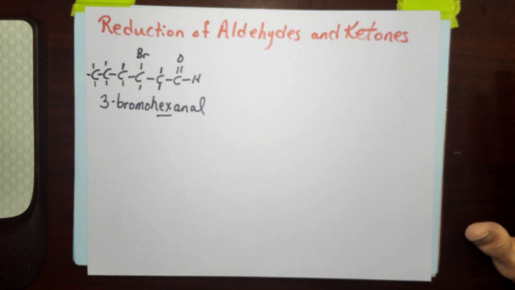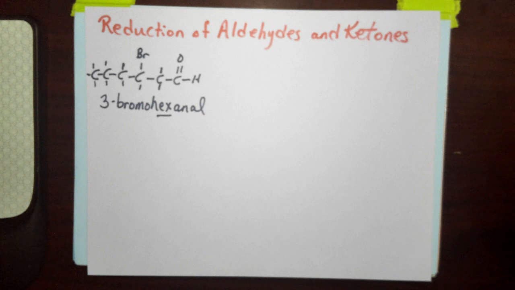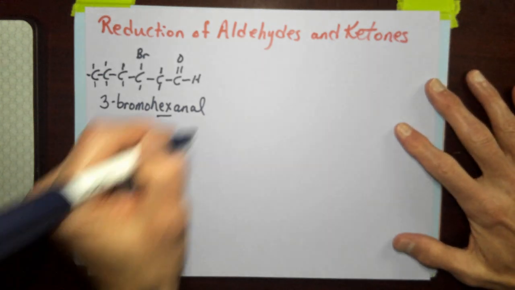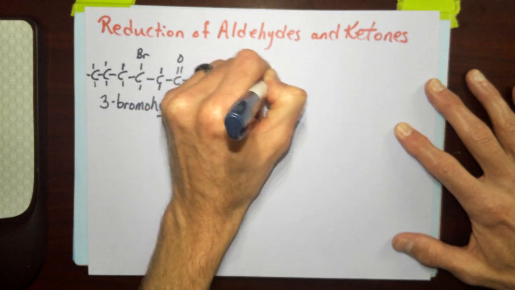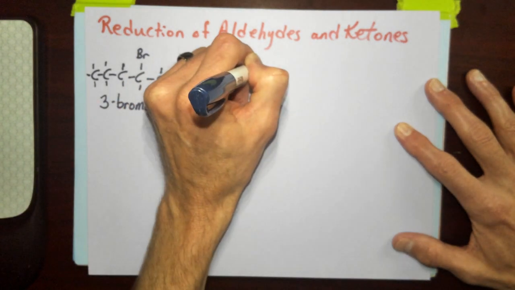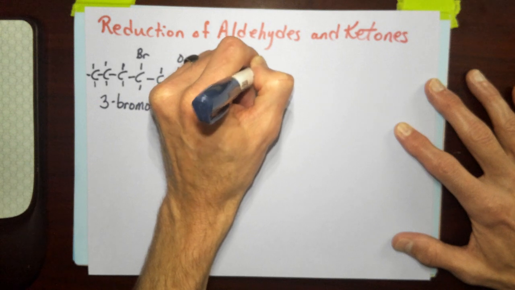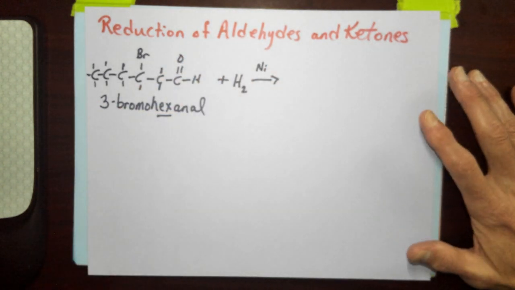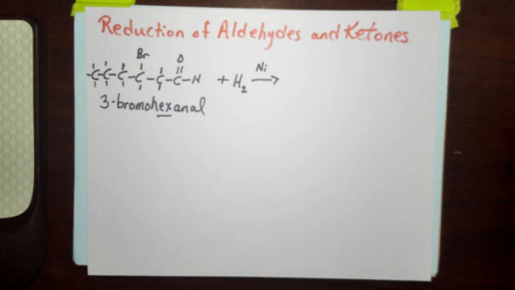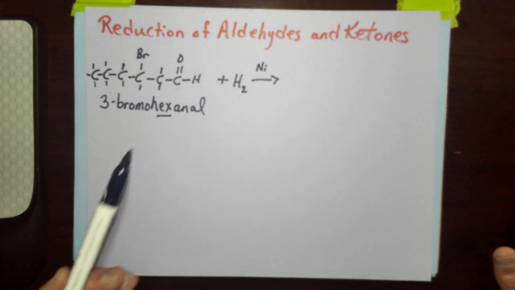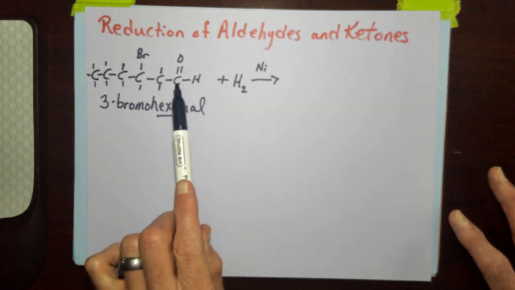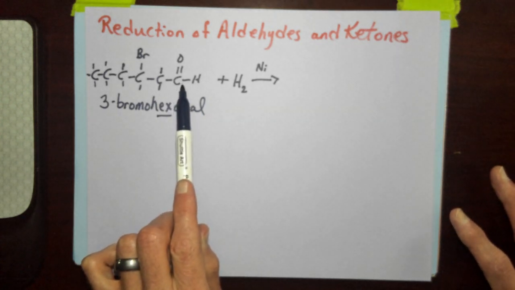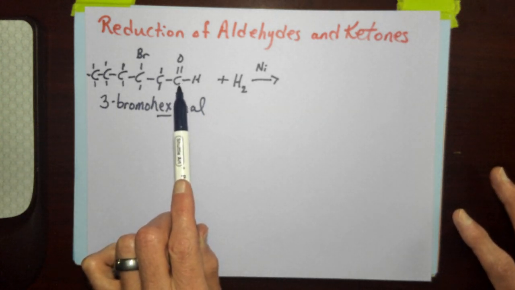Now, when we go to reduce an aldehyde, we use hydrogen, and we use a metal catalyst. That might be something like nickel or platinum, palladium, something like that. Now in a reduction of an aldehyde, what we're doing is decreasing the number of carbon-oxygen bonds. So that carbonyl group, we're going to reduce the number of carbon-oxygen bonds.